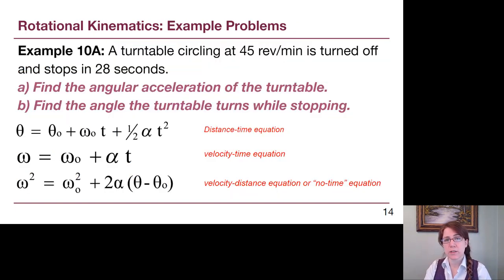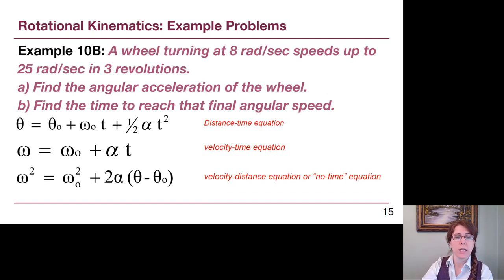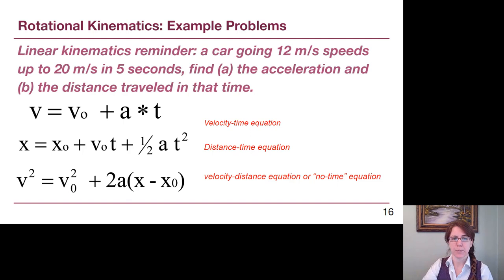So this will lead us into example problems that all have their own videos. So try these on your own with the idea in mind that they are just like chapter 2, but tune into those example videos to make sure that you understand how those similarities occur. So example 10A, we have a rotating turntable that is turned off, and so it slows down and stops. In example 10B here, we have a wheel that is rotating at a certain rate, and then it speeds up to go faster, and we can figure out information about that.